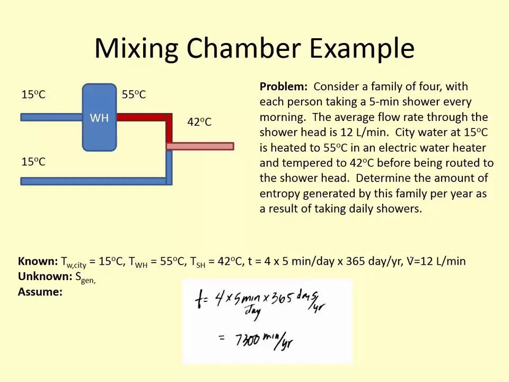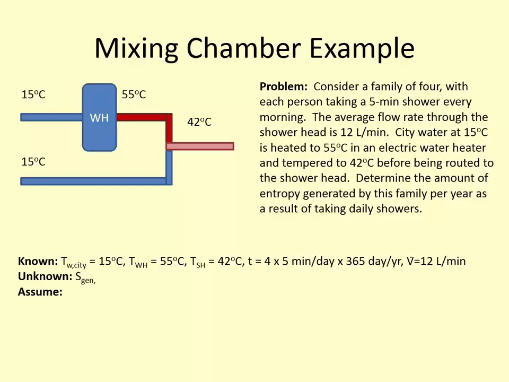Okay, so now we're going to start looking up some property values for these 3 different temperatures of fluid streams, because we have fluid at 15, 55, and 42 degrees Celsius. So at 15 degrees Celsius, we're going to use the saturated liquid properties in the saturated liquid vapor table. So at 15 Celsius, this is flow 1 and 2, so streams 1 and 2.